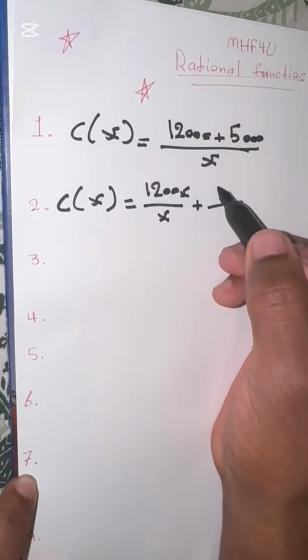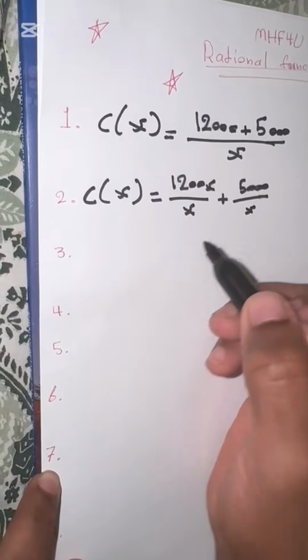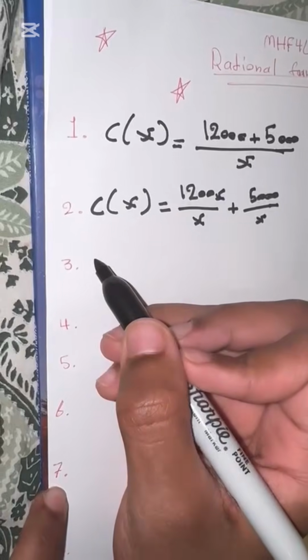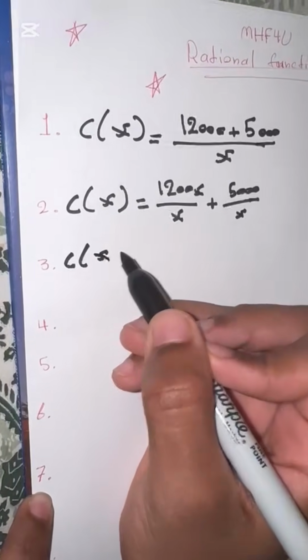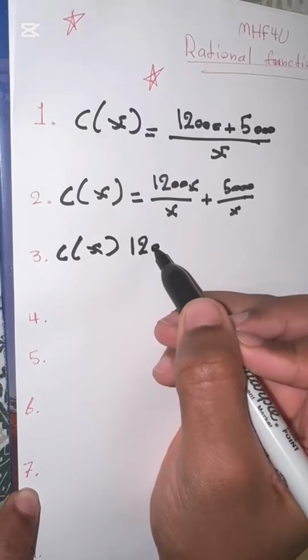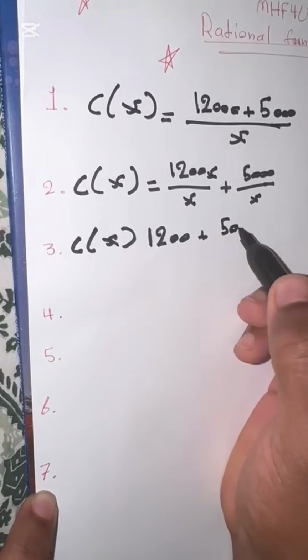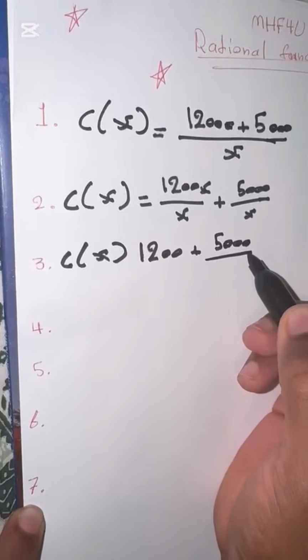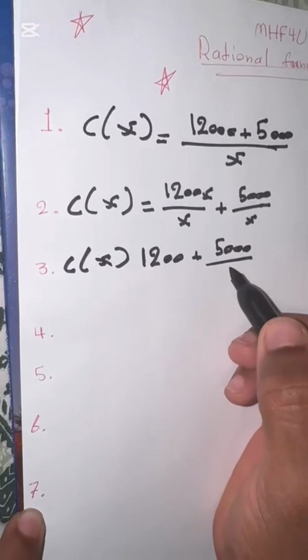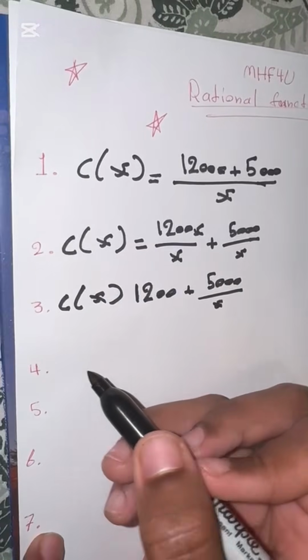The first step is to simplify the function. c(x) = 1200x/x + 5000/x. This simplifies to c(x) = 1200 + 5000/x. This form is easier to understand because it shows that each student always has a base cost of $1,200 plus a share of the fixed cost.